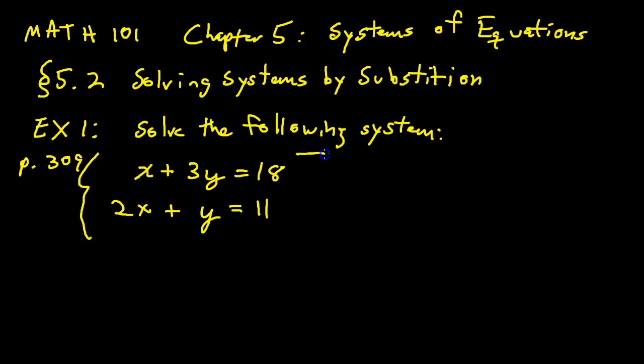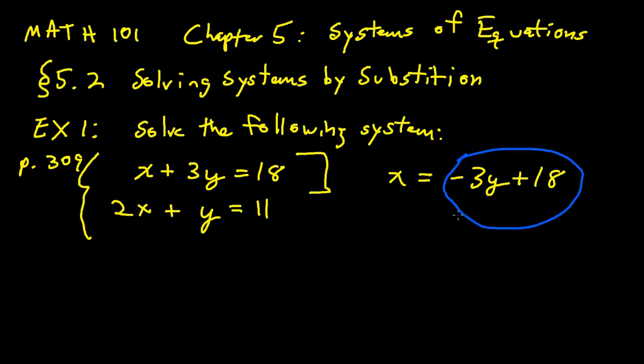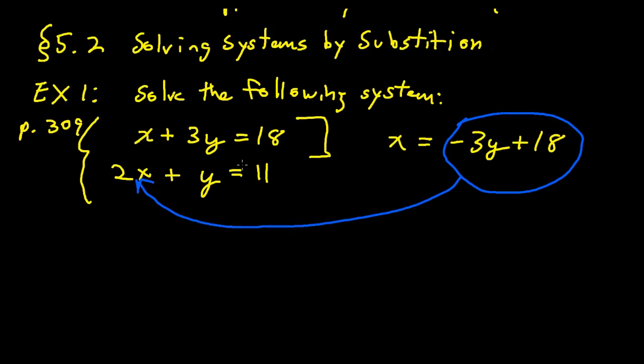This first equation looks like I can solve for x pretty easily. If I solve for x, I'll get x equals, let's see, minus 3y plus 18, just subtracting 3y from both sides. Then I'll take that resulting expression for x and substitute it in for x in the other equation. All right, that will result in one equation with one unknown variable that I should be able to solve pretty easily. All right, let me go ahead and make that substitution.